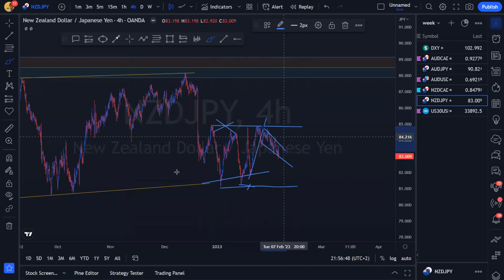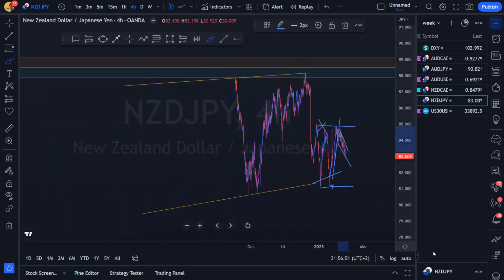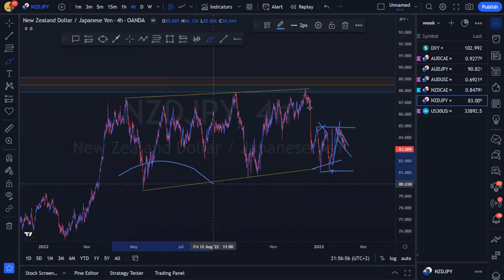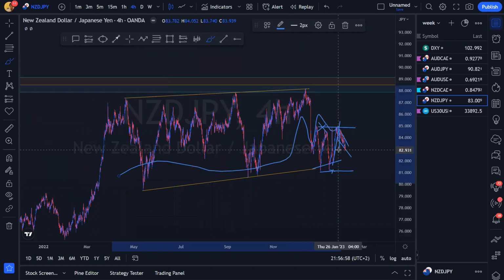So all I'm going to do is just stay out of this New Zealand dollar yen. Oh, just to mention higher time frame as well, there's been some serious chopping going on inside of here, higher time frame anyway. So let's just stay out until things become just a little bit more clear.